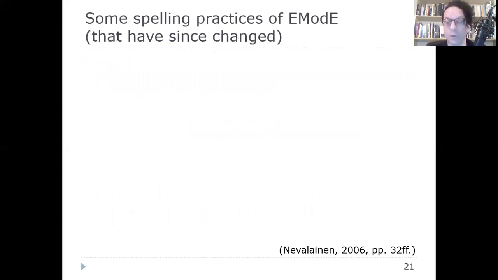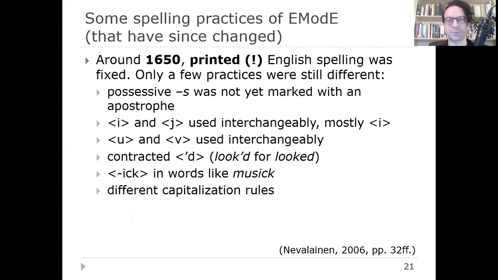English spellings were becoming standardized. Just to illustrate that a little tiny bit, here are some English spelling practices from the early modern time that since have changed. So you see this was still a process. Around 1650 or so, printed English already was using more or less fixed spellings, and only a few practices around this time were still different from today. But what is different about early modern English spelling?